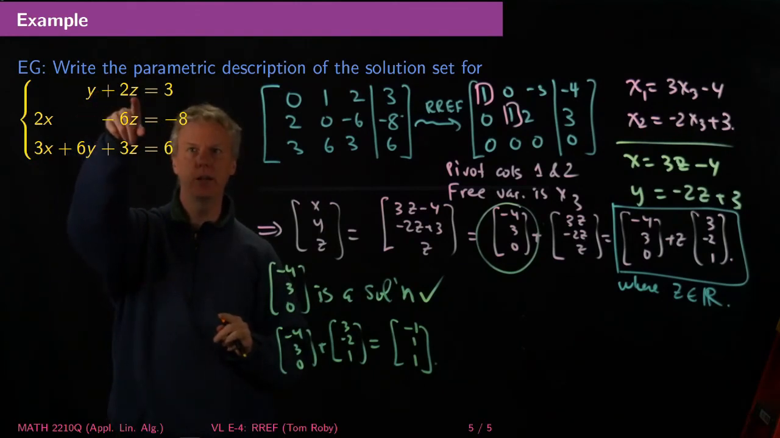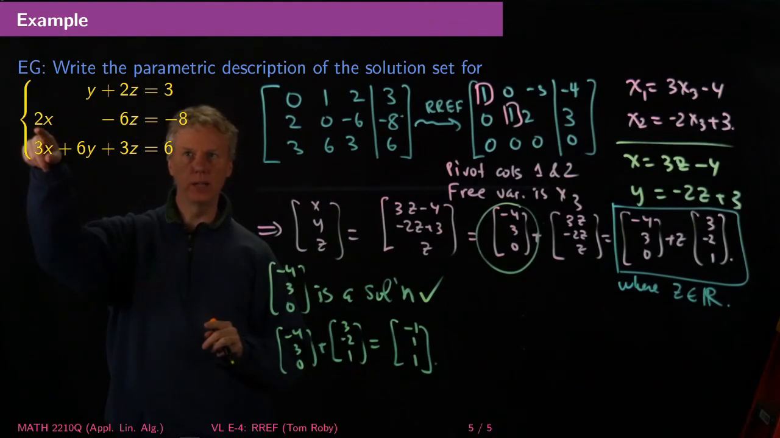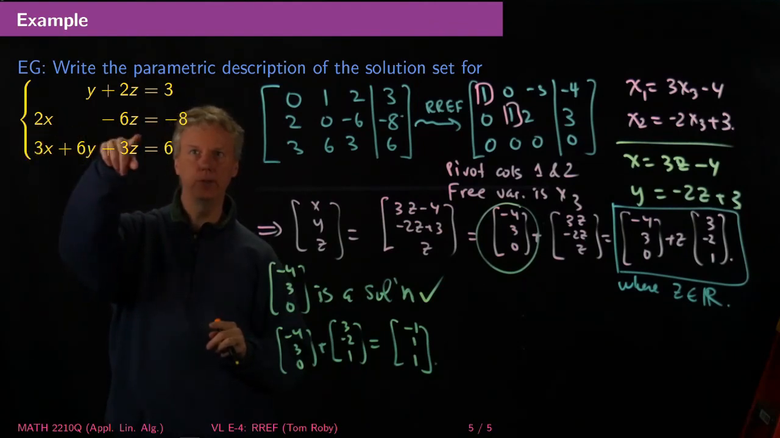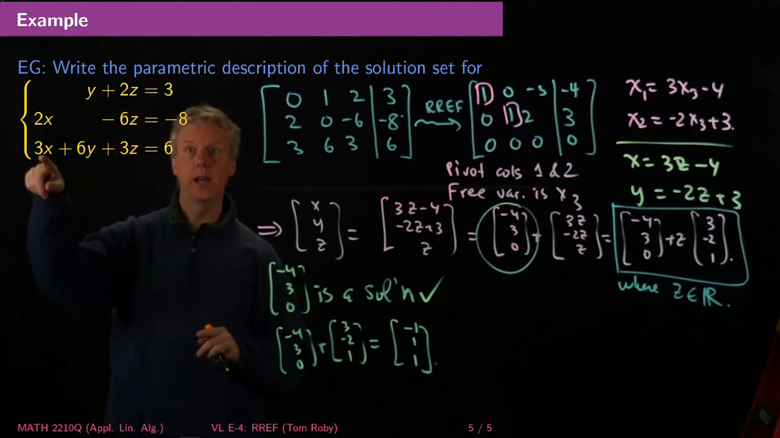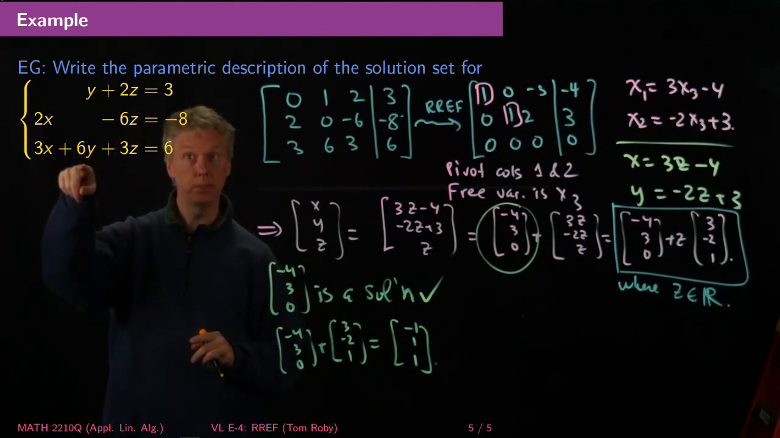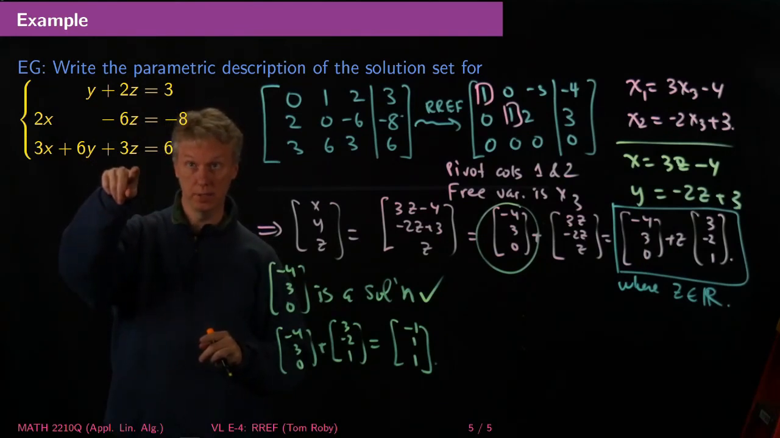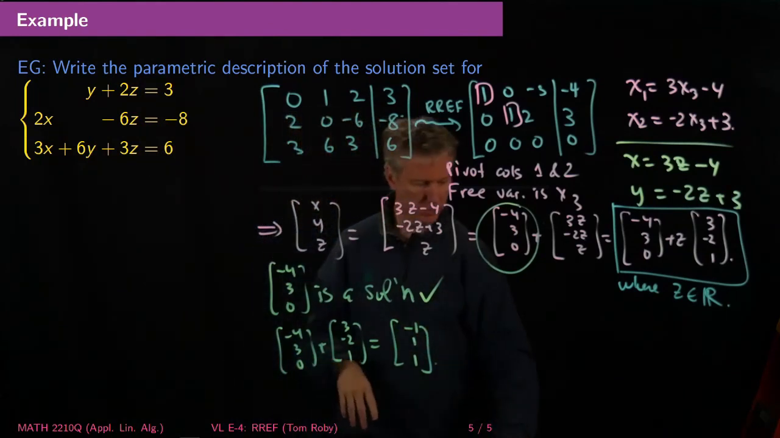So if both of these guys are 1, then I get 1 plus 2 is 3, check. If this is minus 1, and I get negative 2, and this is plus 1, I get negative 6, so those add to negative 8. And now if this is negative 3 plus 6 is plus 3, plus another 3 is 6. Okay, so this one is also a solution.